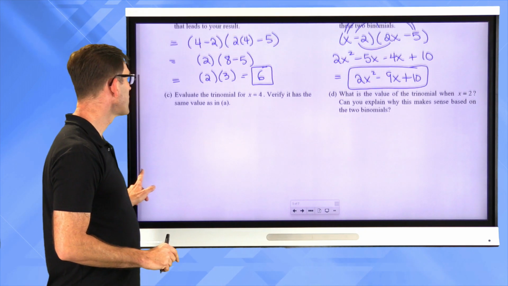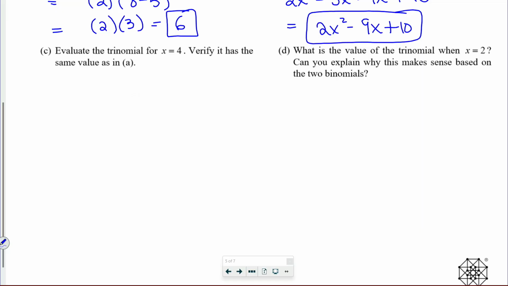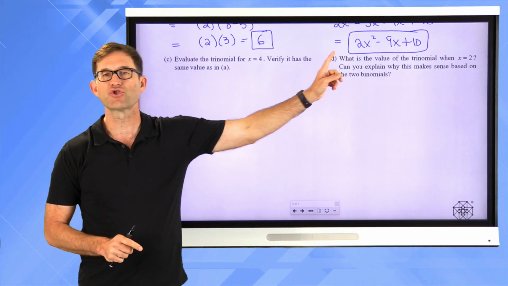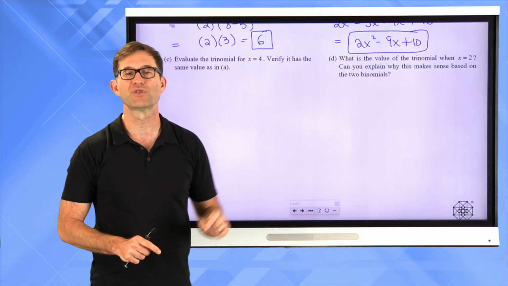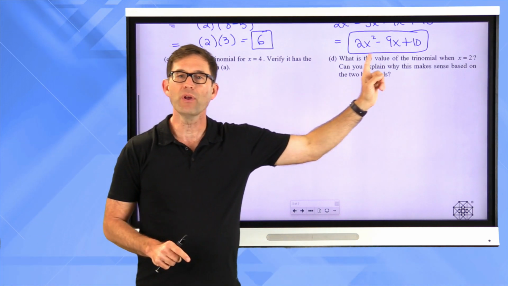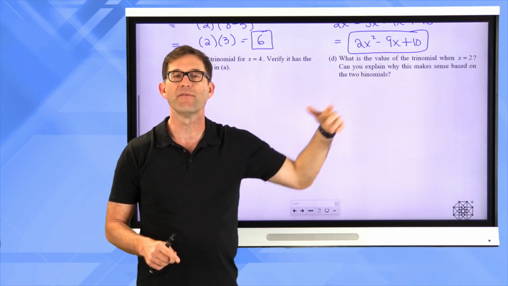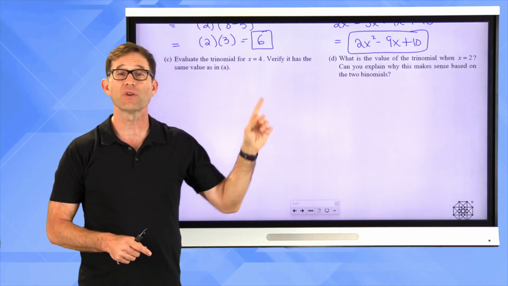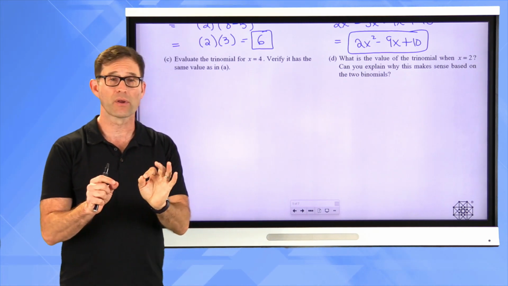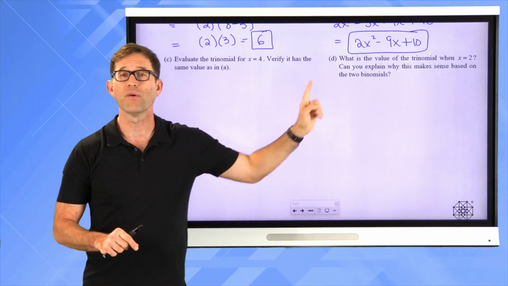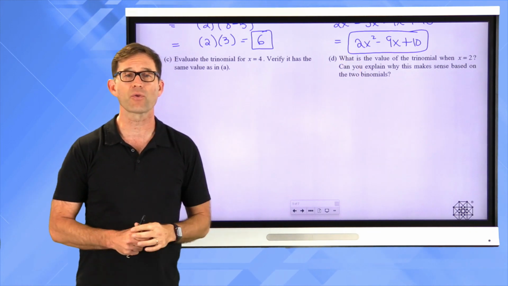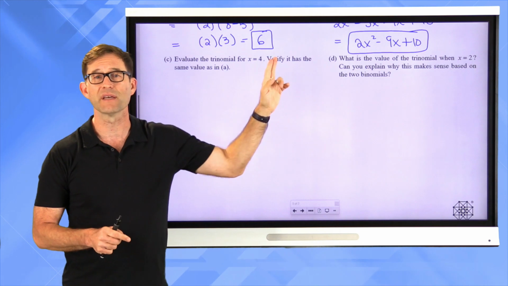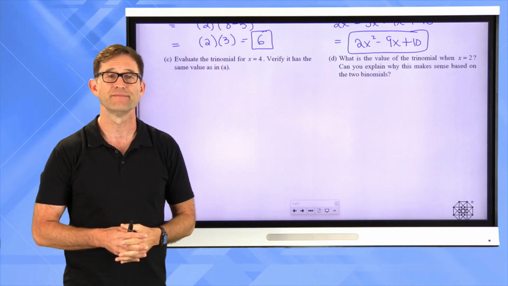Now let's take a look at letter C. Evaluate the trinomial for x equals 4. Verify that it has the same value as a. So in other words, if this is truly the correct product of those two binomials, then when I put x equals 4 in here and I evaluate what it gives me, I should get 6 as well. So without your calculator, pause the video now, substitute x equals 4 into that trinomial, and see if you get 6 as well. Pause the video now.